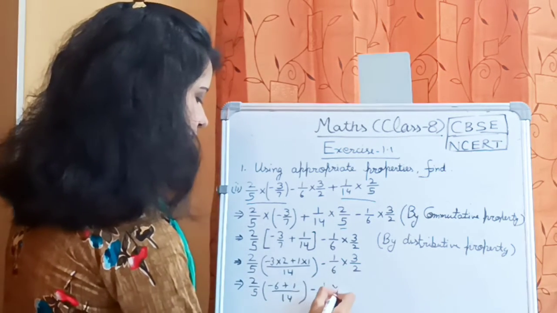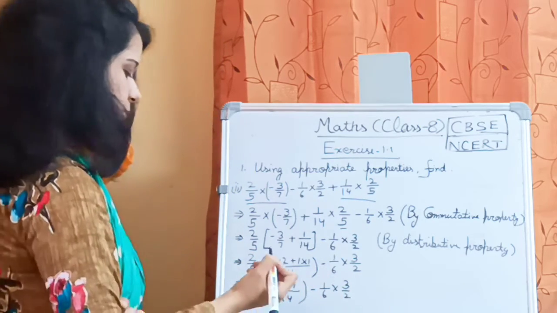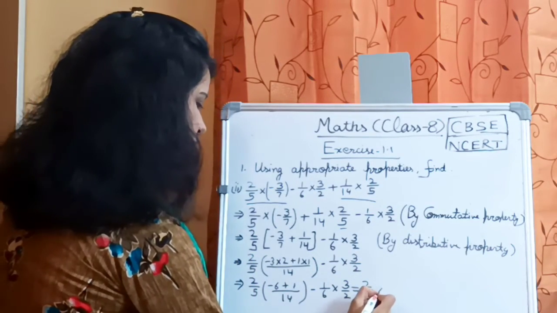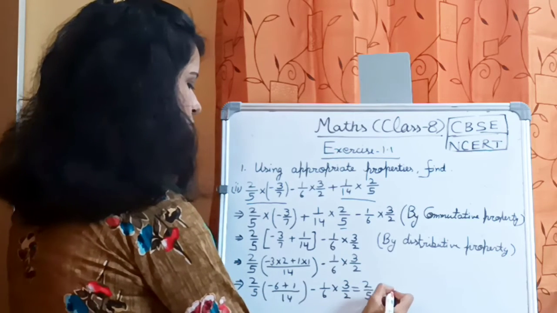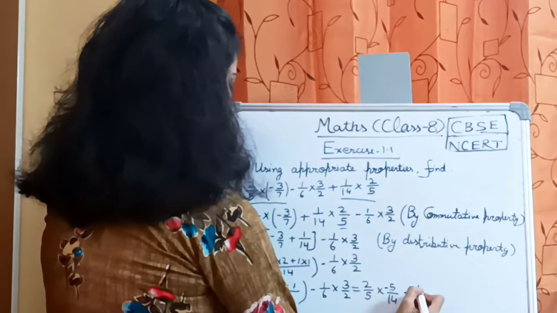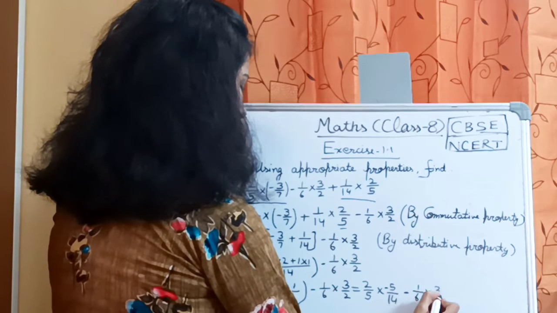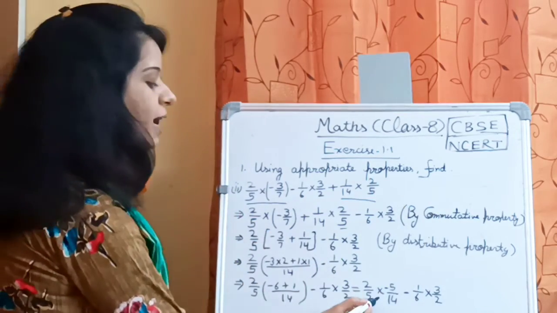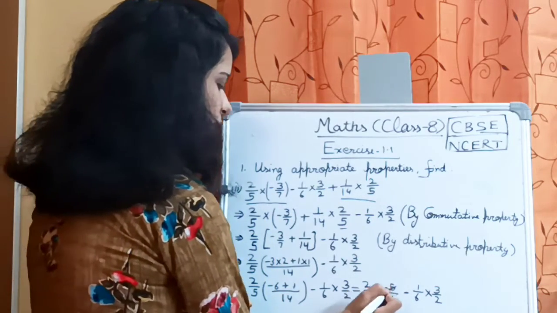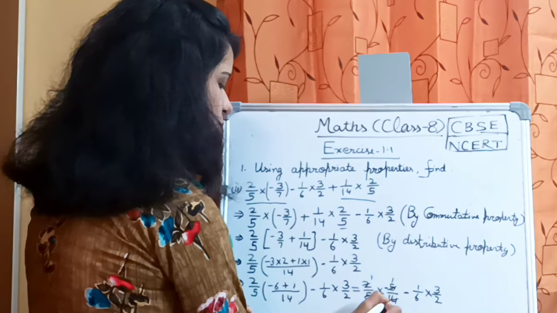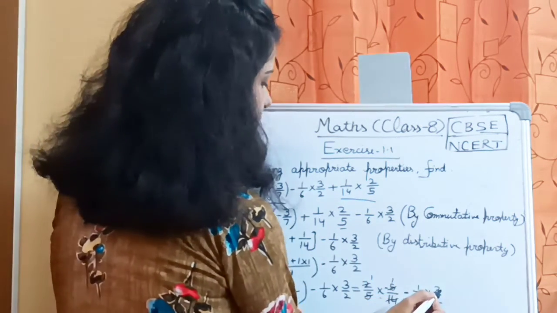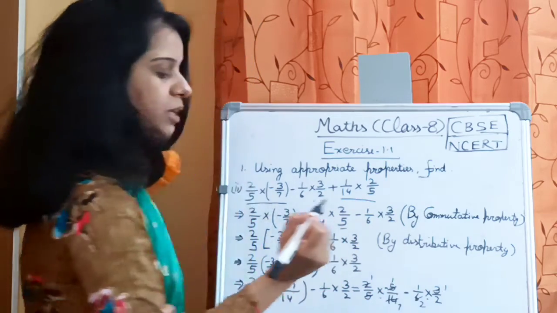Minus 1 upon 6 multiplied by 3 upon 2. Now this is equal to 2 upon 5 multiplied by minus 6 plus 1, which is minus 5 upon 14, and minus 1 upon 6 multiplied by 3 upon 2. Because we have a multiplication sign here, we can cancel the terms. 5 ones are 5, 2 ones are 2, 2 sevens are 14. Because we have a multiplication sign here, we can cancel the terms. 3 ones are 3, 3 twos are 6.